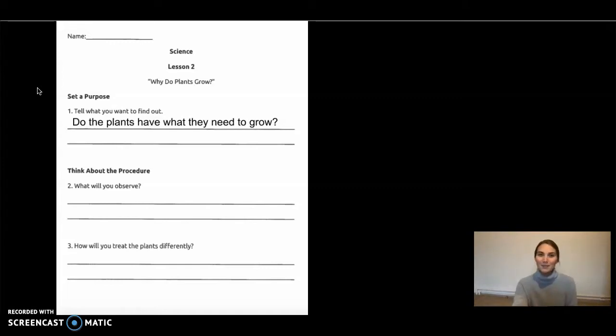What will we observe? We are going to observe 2 plants today. How will you treat the plants differently? Boys and girls, your answer might be different than my answer. Today, I'm going to look at 2 plants. One plant I've been taking care of and watering, and the other plant I have not. So that is how my plants are different. One plant was watered and one plant was not.